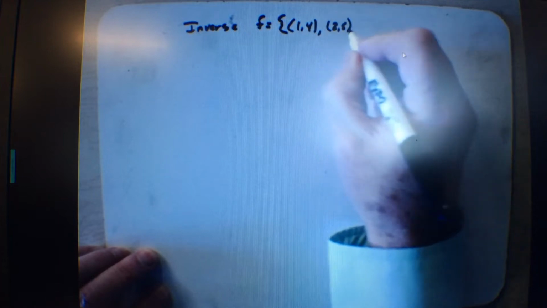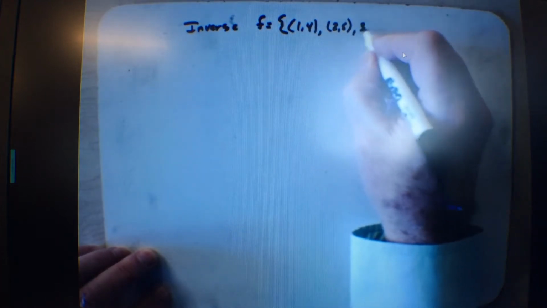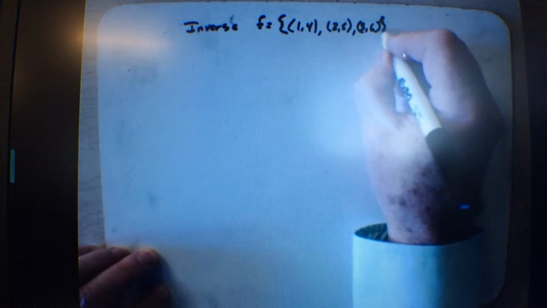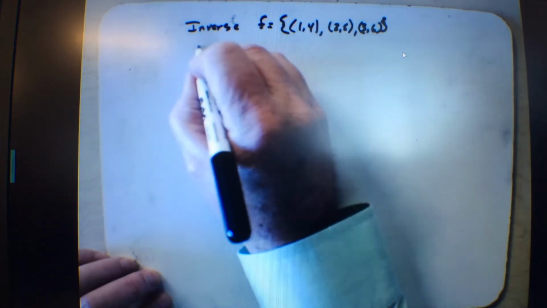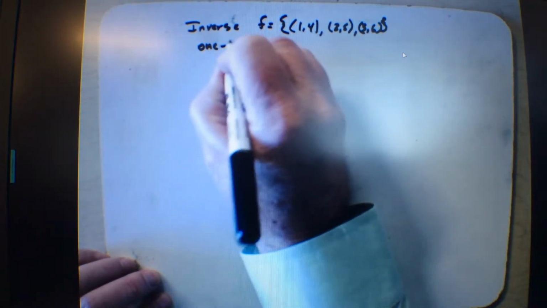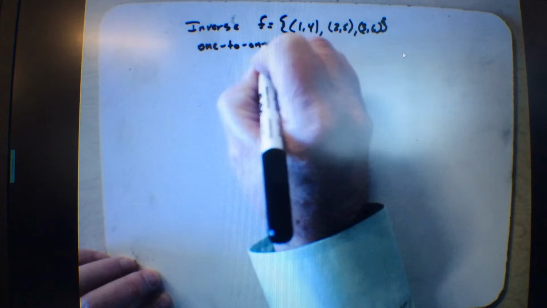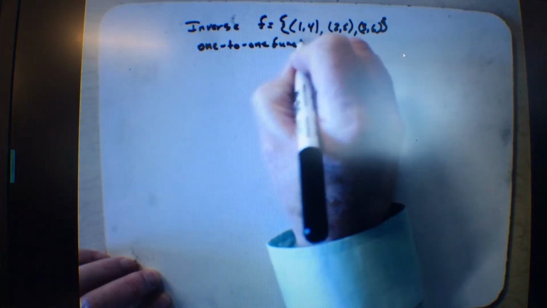So if we have the inverse, let's start with a function. Let's say that we have a function with 1, 4, 2, 5, I'm just using the example out of the book, and 3, 6. Okay? First of all, is this a function? Okay. This is a function. All right? This is also called a one-to-one function.